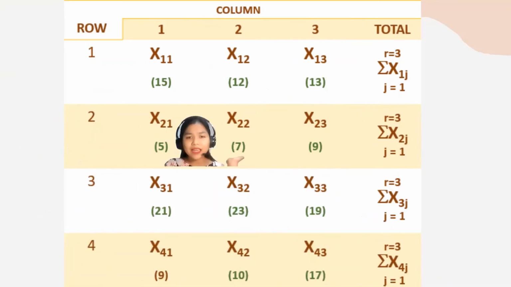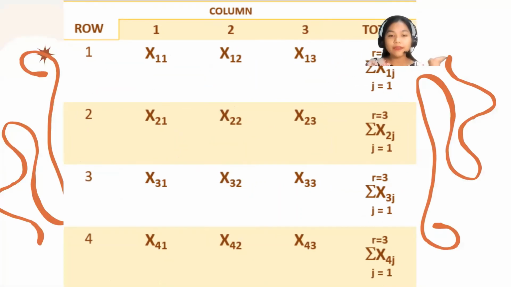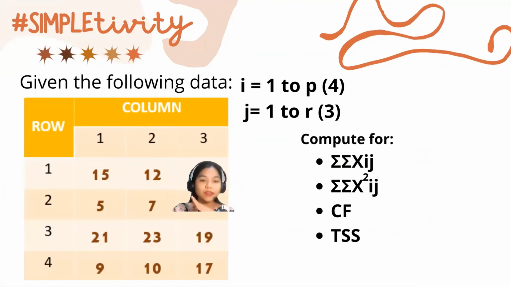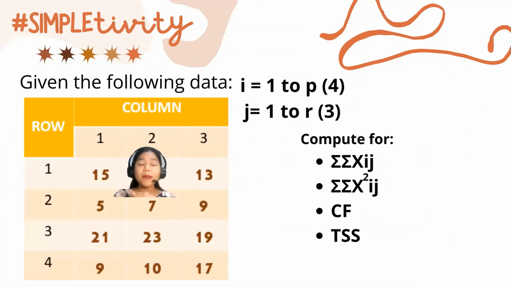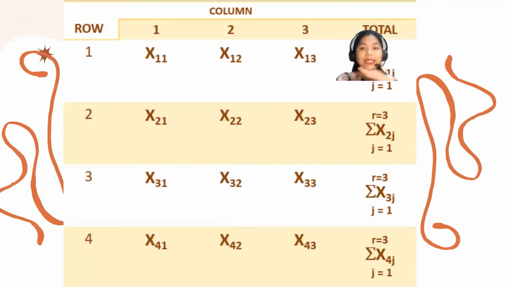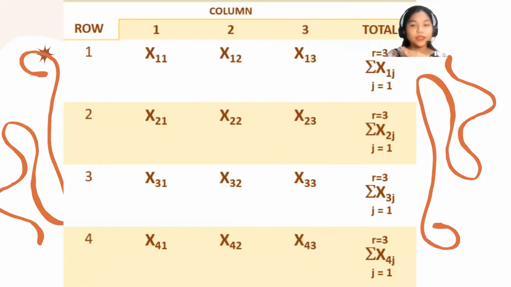Ma'am, saan to galing? Saan to galing to mga values na to? Actually, the given is just this table. Ito lang po yung given table. Dinisect lang natin kung paano ba natin ihahalintulad ito doon sa mina-mention natin kanina na mga positions ng x variables, right? Ng ating double summation. Para naman mas maintindihan natin, let's try to relate it.